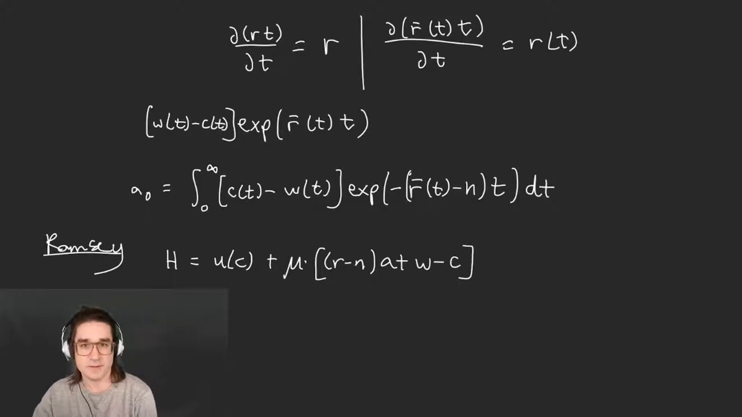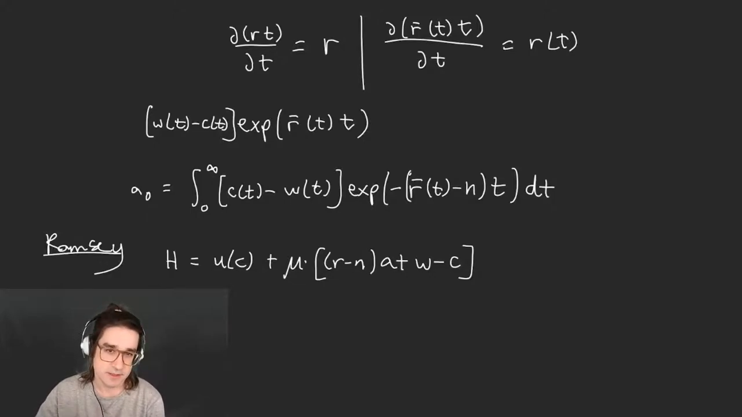Okay, so that was our Hamiltonian. I'm gonna go through the solving method because it's like five lines of algebra anyways, and it's something you want to basically know by heart.